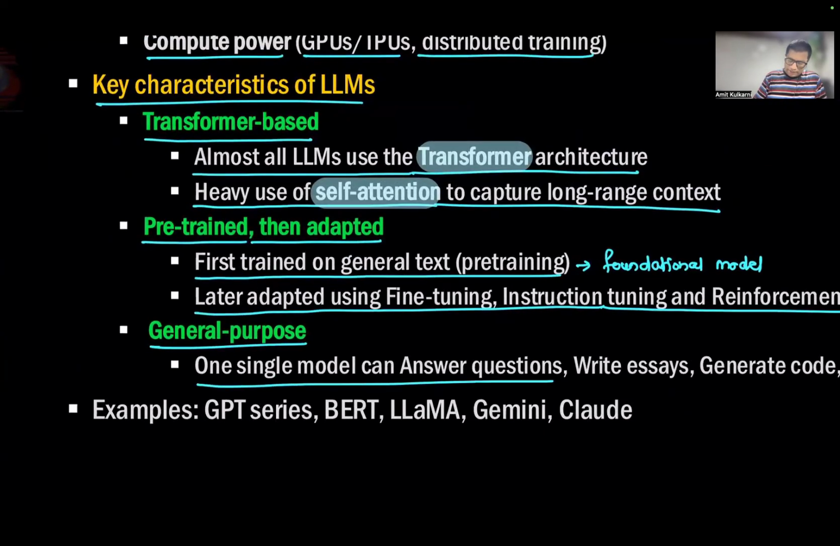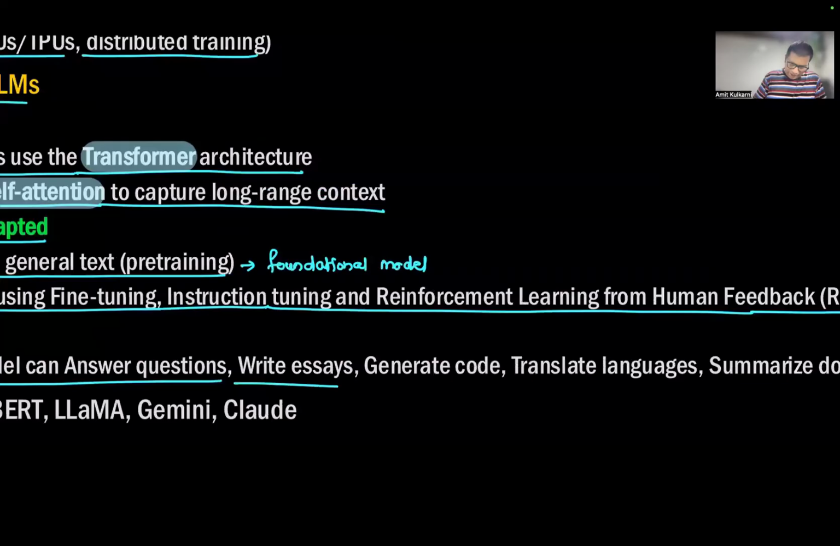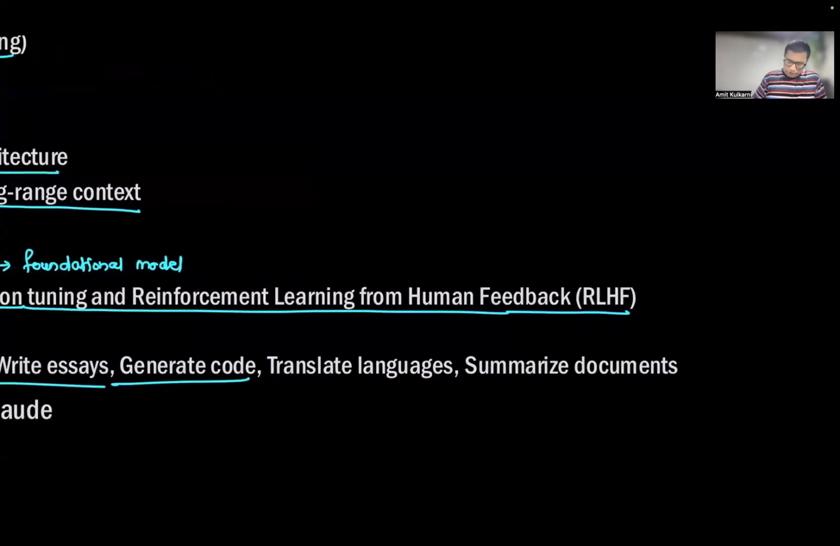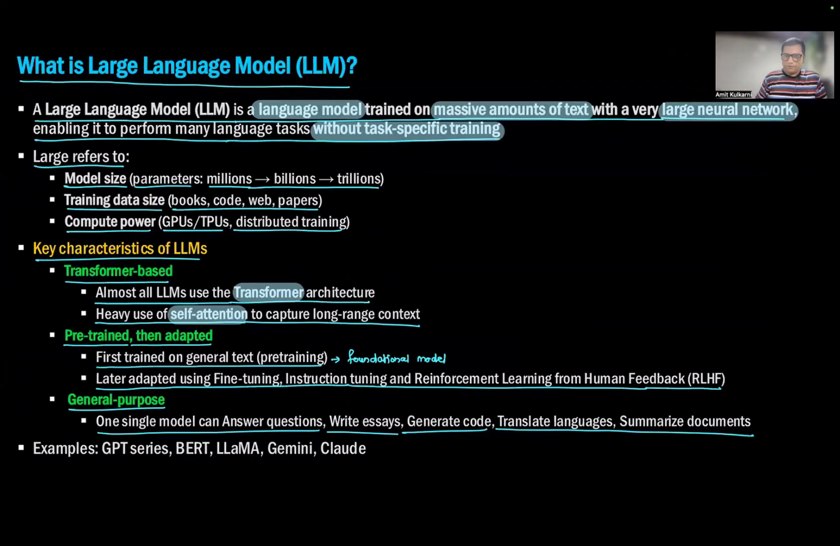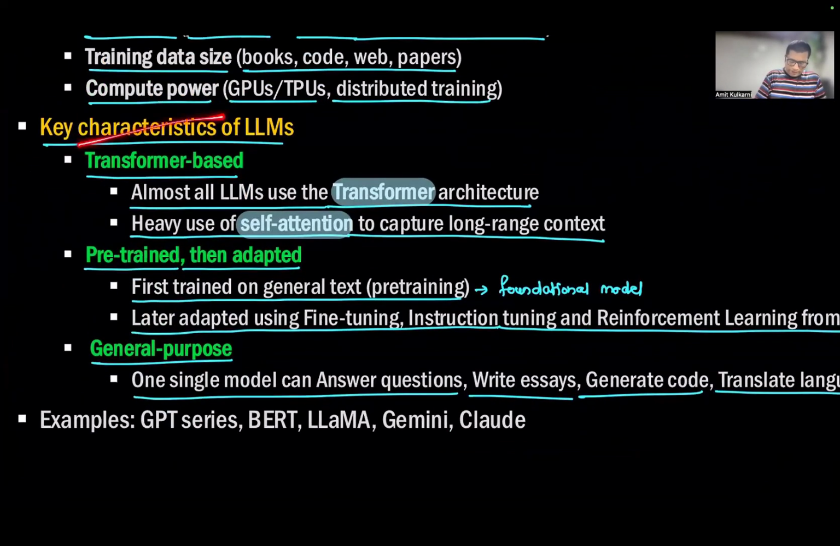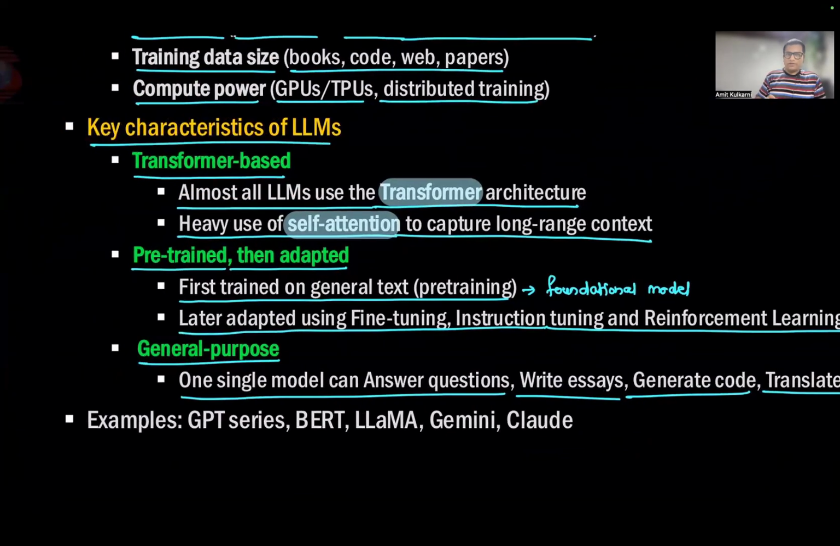One single model can answer questions, write essays, generate code, translate languages, summarize documents, and there are many different things it can do. I mean, you understand what kind of problems you are solving by using LLMs today. When you are talking about LLMs, there are many characteristics, but the major characteristic is this: most of them are transformer based.